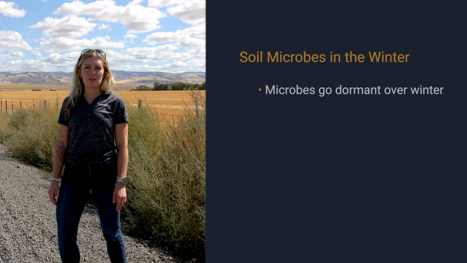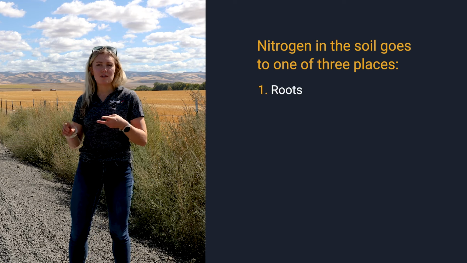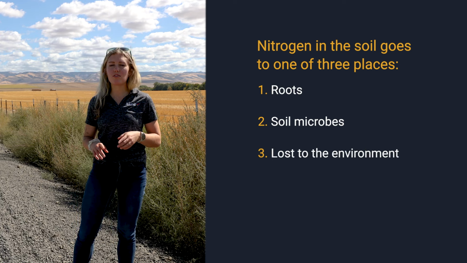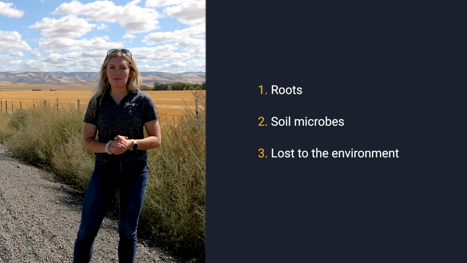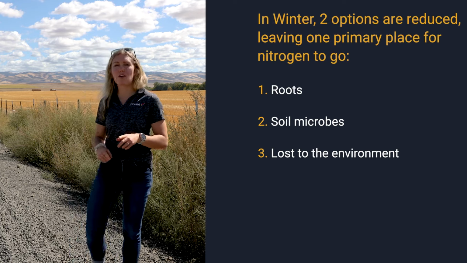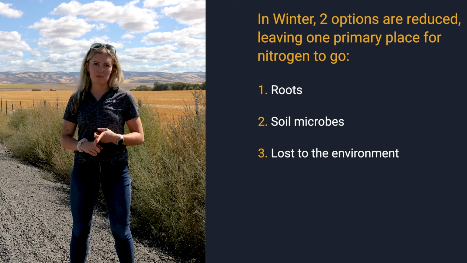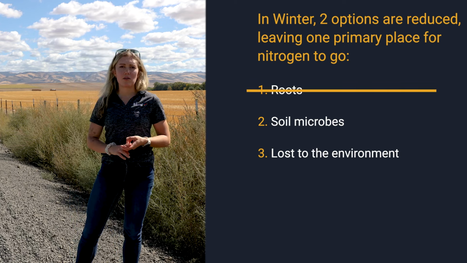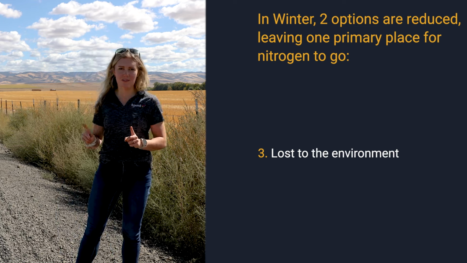When nitrogen is in the soil, there's three places that it mainly goes: either your roots, to your microbes, or released into the environment, either through leaching, volatilization, or denitrification. In the wintertime, two of those three things are either gone or have slowed down. Going into the wintertime, when we don't have roots in our soil, our nitrogen isn't being taken up by our roots. If our microbes are slowing down, then that's less microbial activity that needs that nitrogen. And the last thing that's left is loss to the environment.